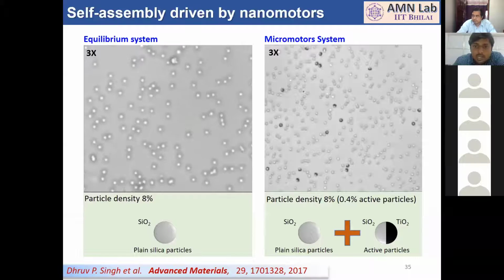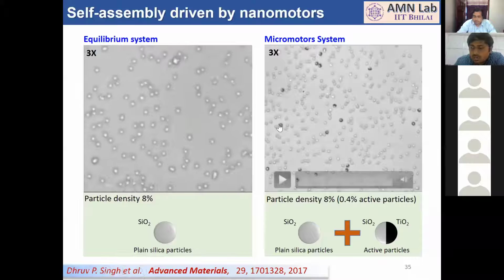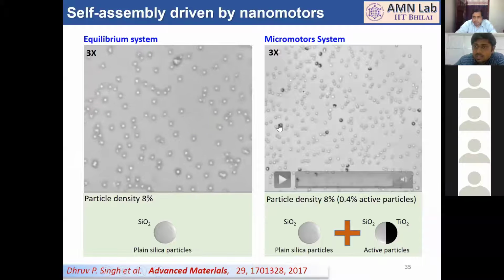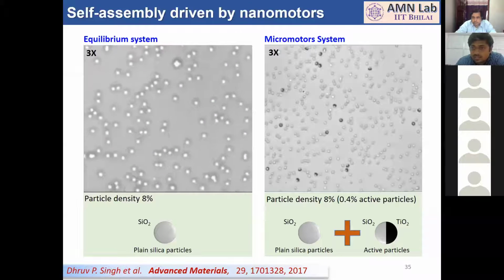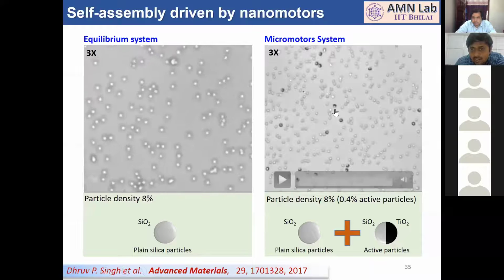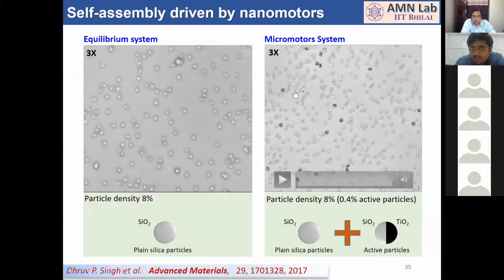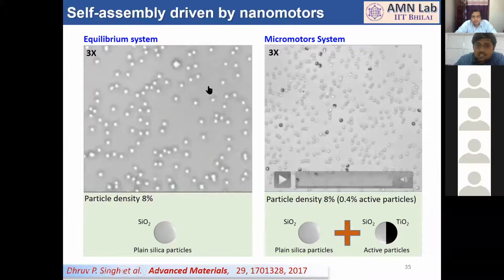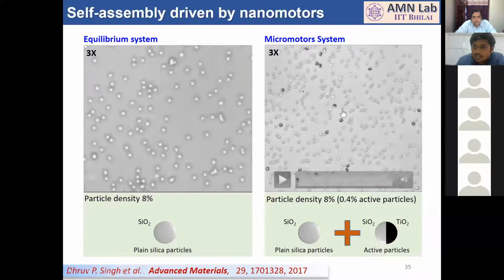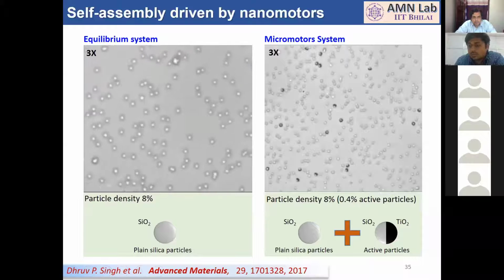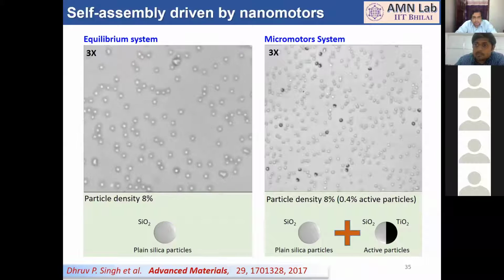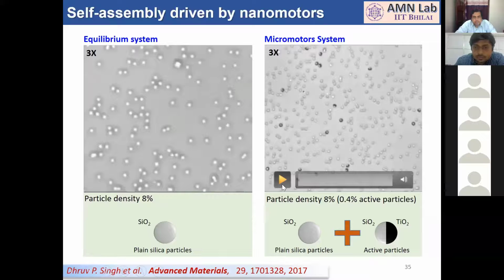So now let's see what happens if I add a small fraction of nanomotors in this system, keeping the overall particle density constant. So now I come to here. I added a few nanomotors. Only these half black dots are the nanomotors. If I add these in this system, and if I turn the light on, basically to make the nanomotors active, then let's see what happens.